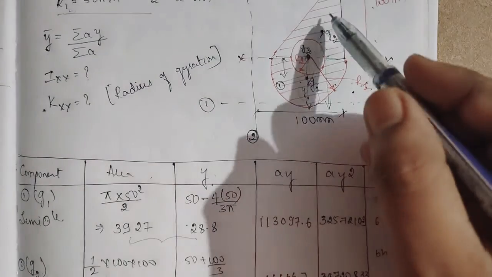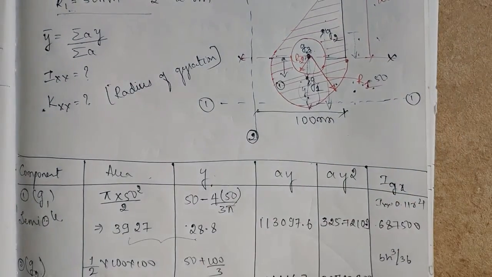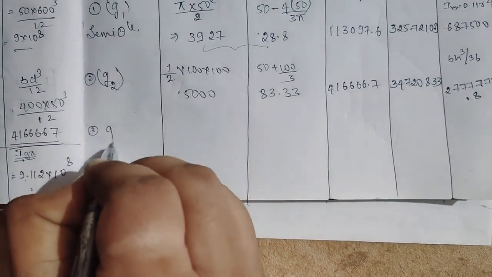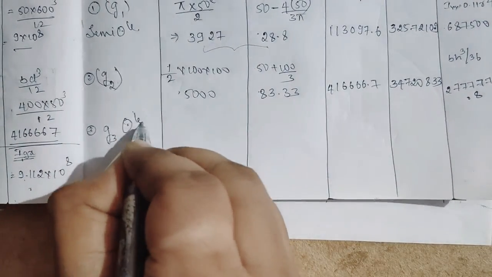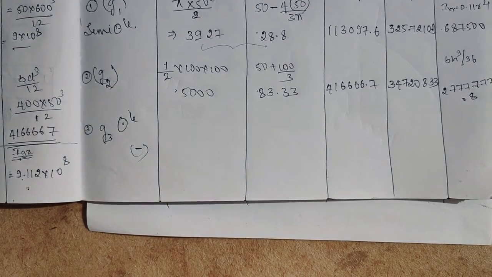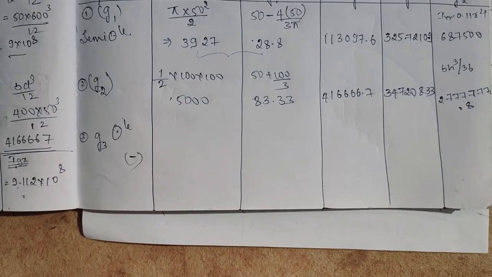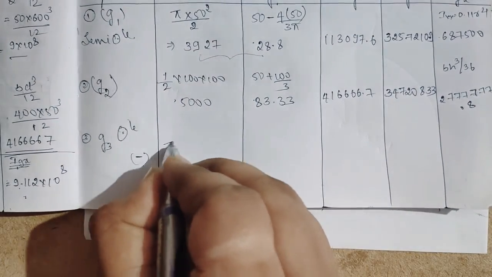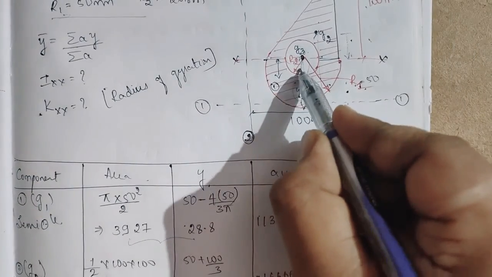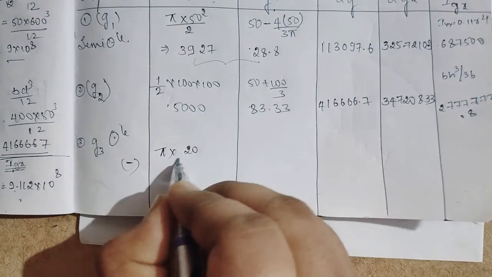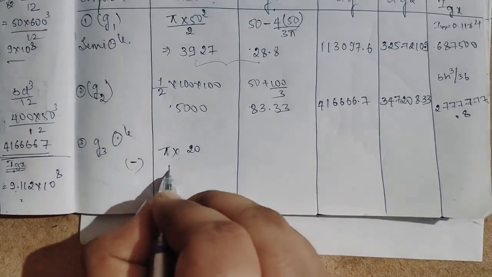So G1, G2. So what I found out now is this full figure. What do I have to deduct? I have to deduct the value of G3. G3 is what? Circle. Okay, so I have to neglect that. I have to subtract. So that value will be pi r square, right? So this r is what? 20 centimeter.